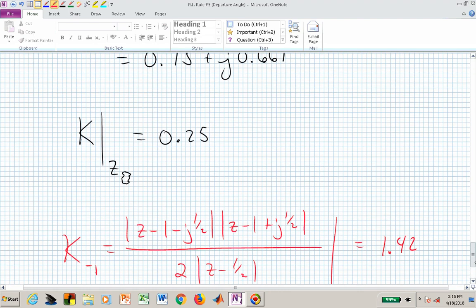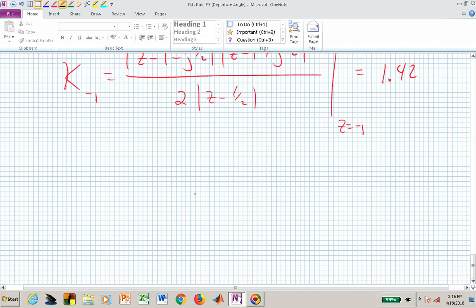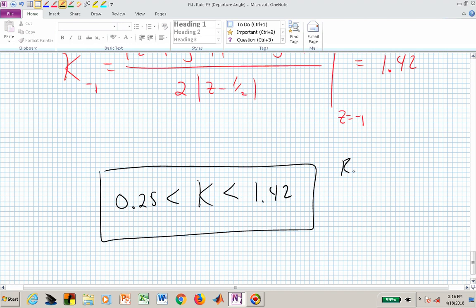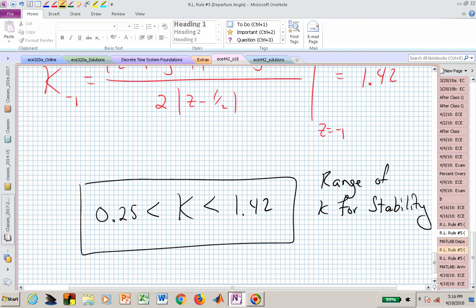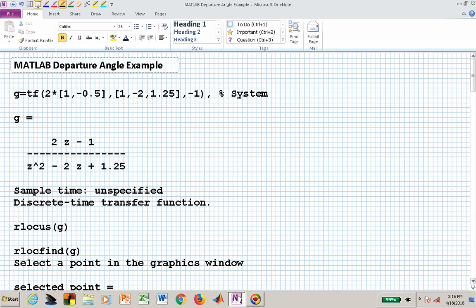So that's now the maximum value of gain k for stability. And k in this case would then need to exceed at least 0.25 to get to the cloud, and then it needs to be less than 1.42 to remain inside the unit circle. And this is our, let's say, range of k for stability.